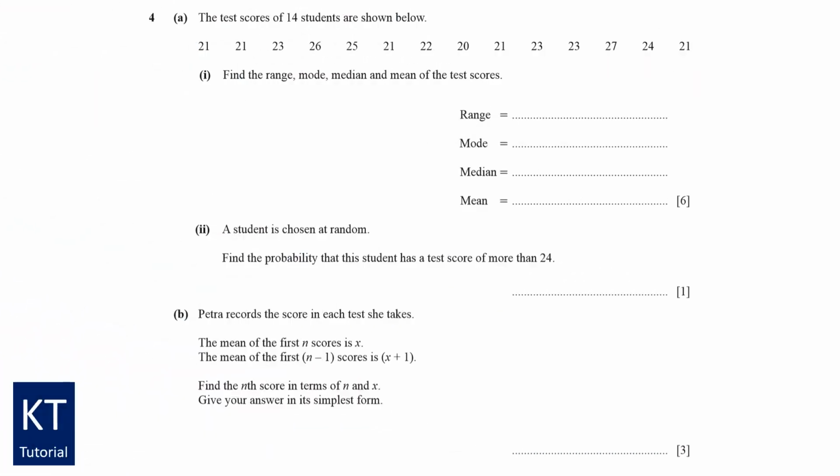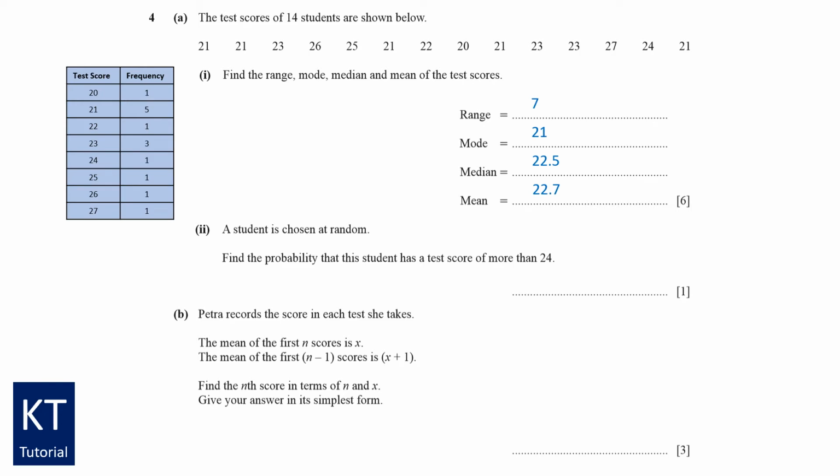Question 4a. The test scores of 14 students are shown below. Find the range, mode, median, and mean of the test scores. The range is the difference between the highest captured test score and the lowest captured test score, in this case 27 and 20. The mode is the test score with the highest frequency.